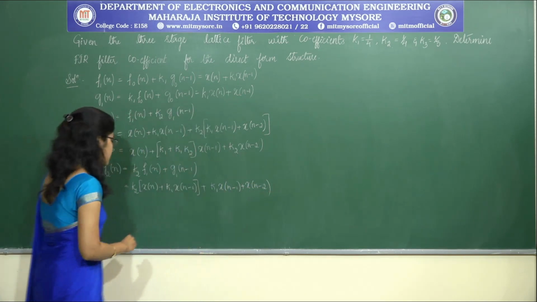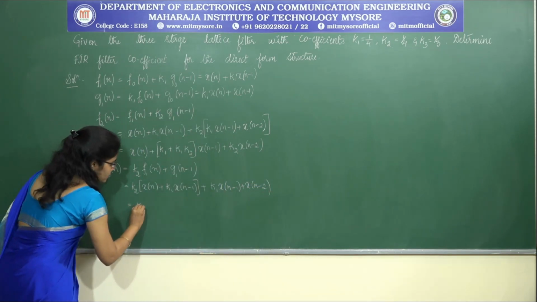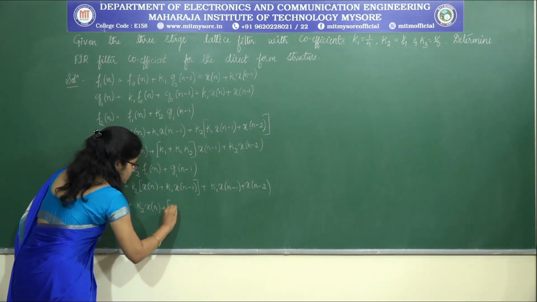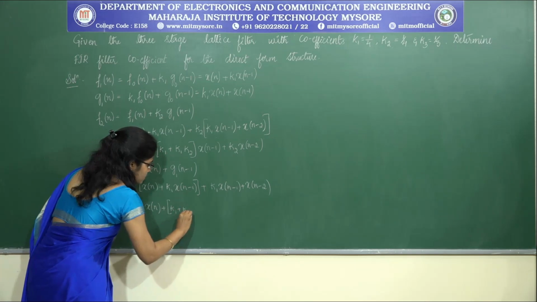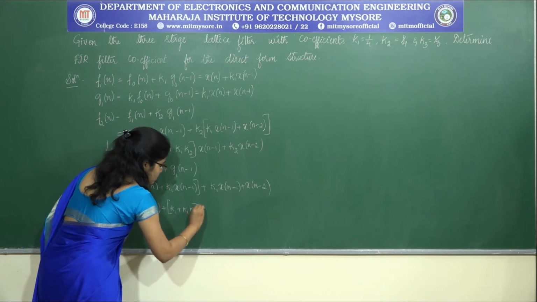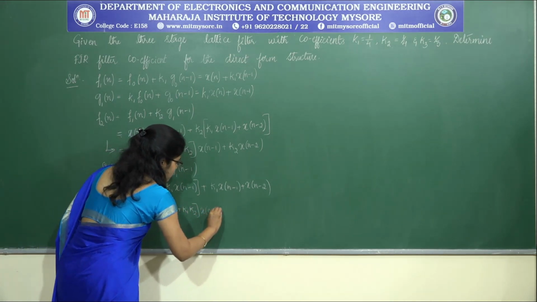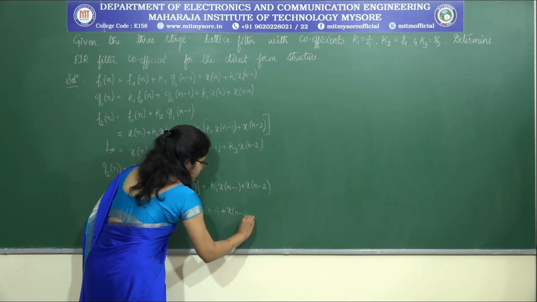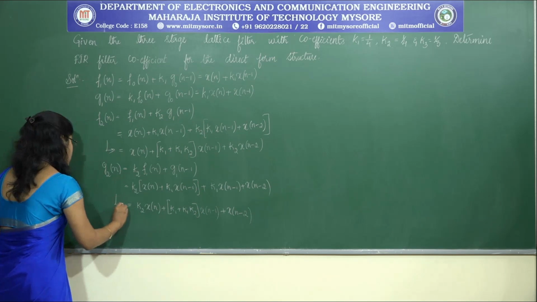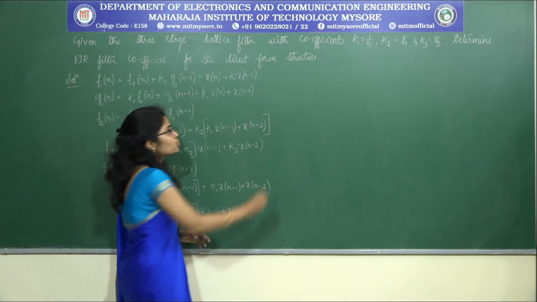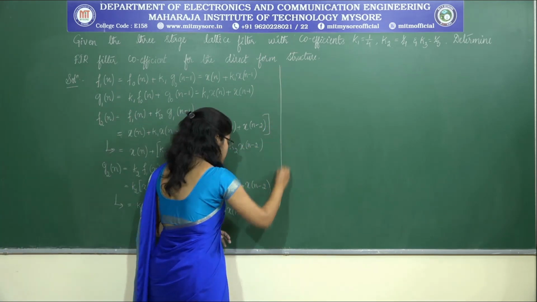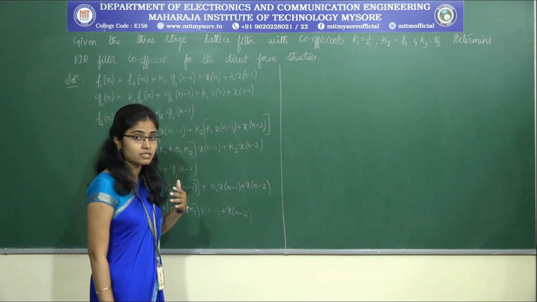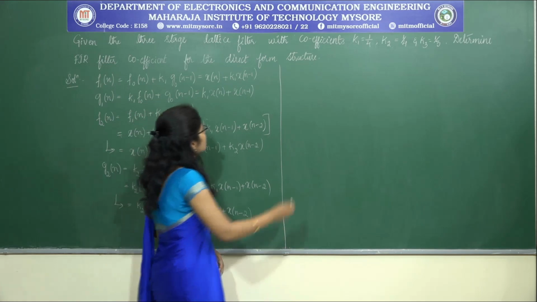Now if I simplify this, this will be equal to k2 into x of n plus k1 plus k1 k2 into x of n minus 1 plus x of n minus 2. So this is the expression for g2. So we are done with the output of the second stage. Now I should find out the output of the third stage, because they have given us the 3-stage lattice structure.